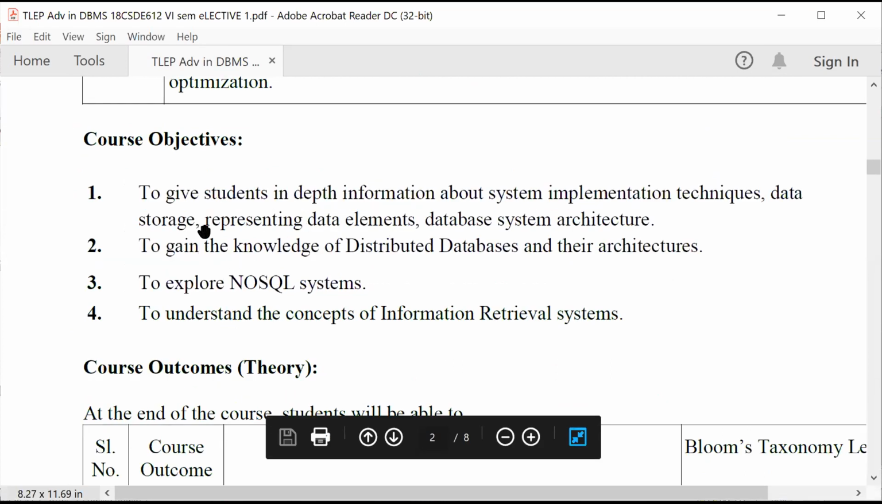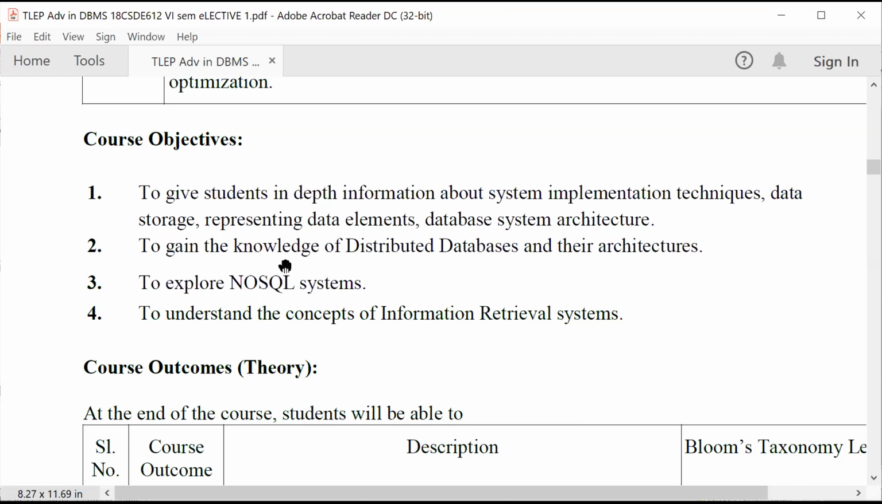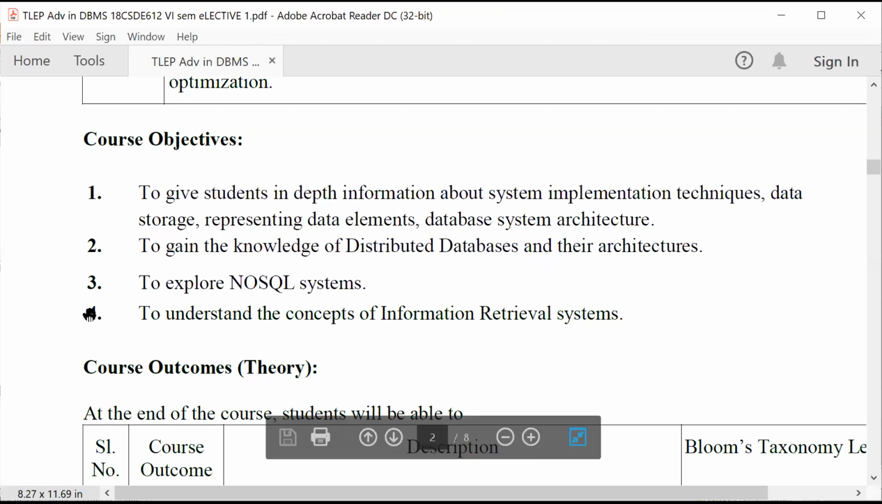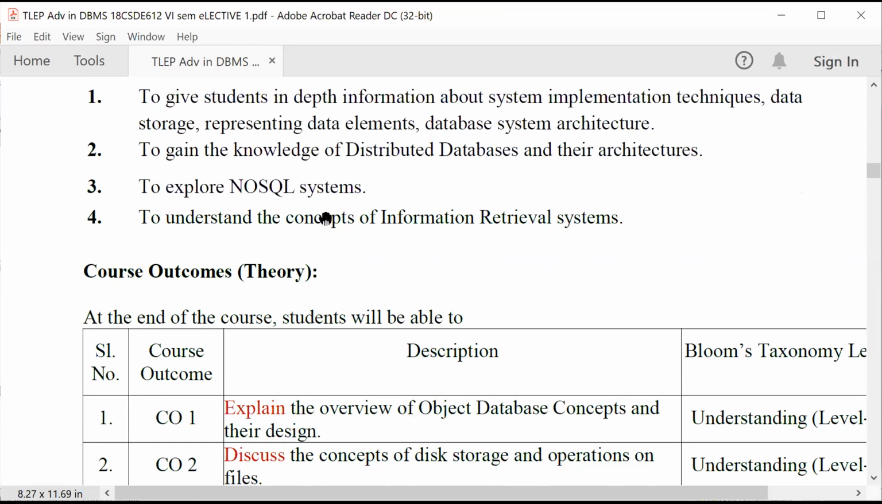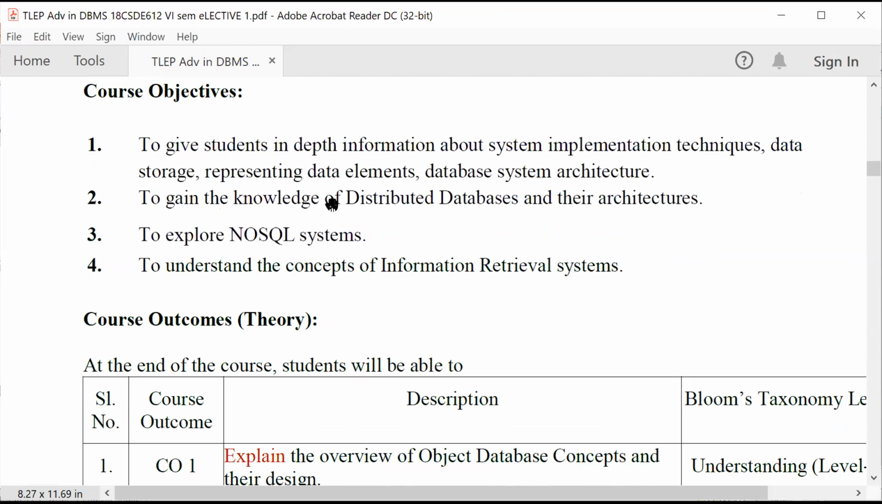That is the first course outcome. The second one is to gain knowledge of distributed database systems and distributed database management system architectural models. And the course objective 3 is they should learn the NoSQL system, statements and other query language concepts. Fourth one is to understand the concepts of information retrieval systems. Your fifth unit is based on information retrieval and information retrieval methods. So these are the 4 objectives. Based on the objectives only, all 5 units of your syllabus are framed.